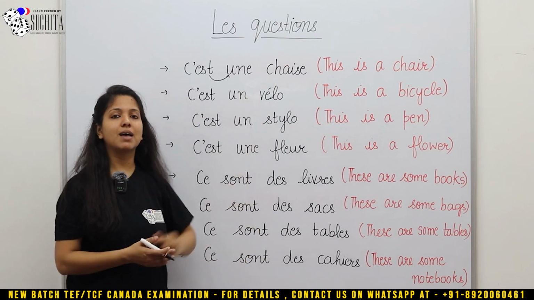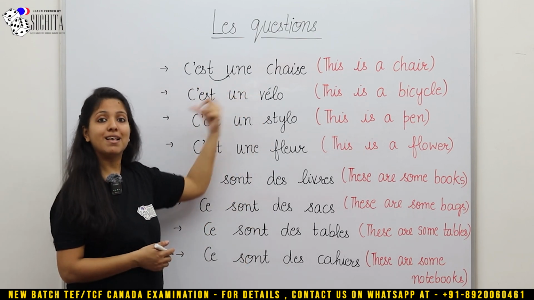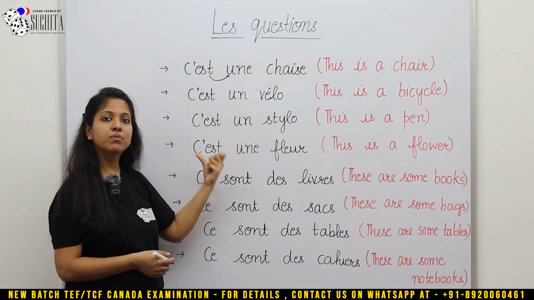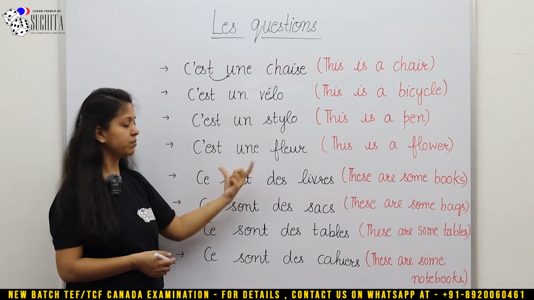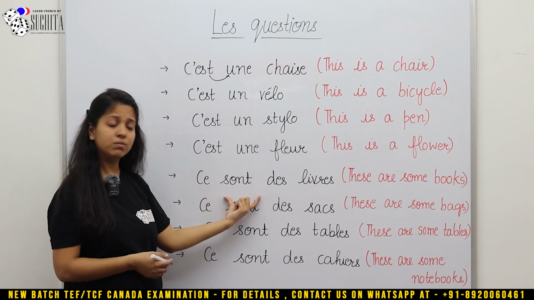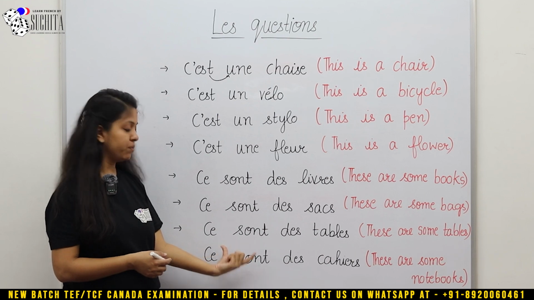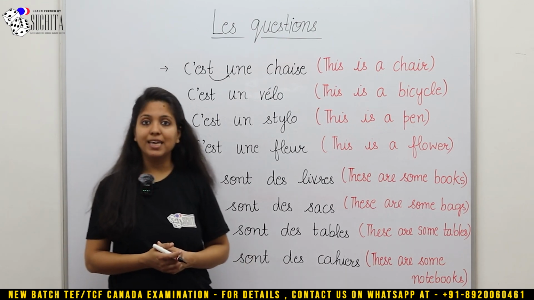I'm repeating these examples for you. C'est une chaise. C'est un vélo. C'est un stylo. C'est une fleur. Ce sont des livres. Ce sont des sacs. Ce sont des tables. Ce sont des cahiers.